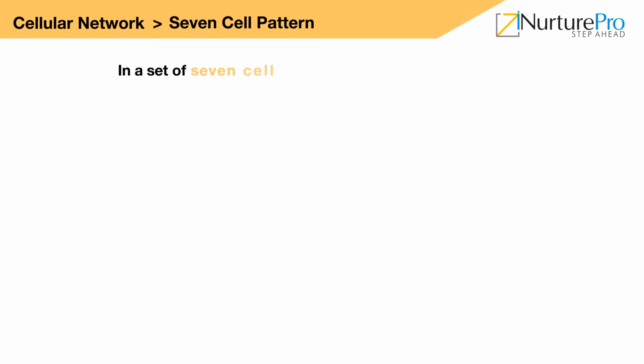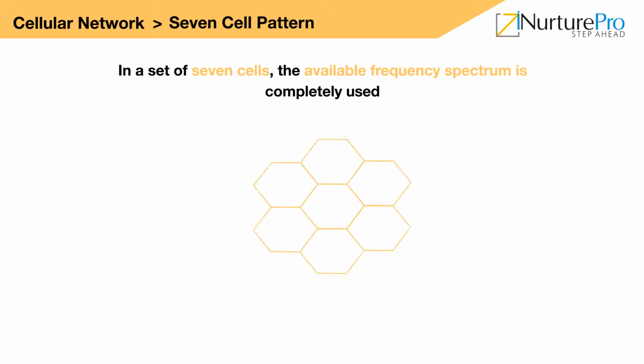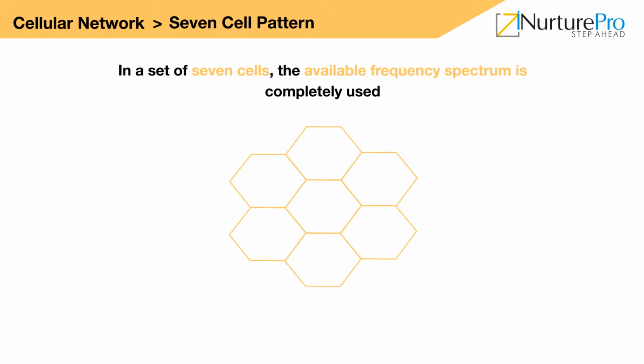In a set of 7 cells, the available frequency spectrum is completely used. The same frequency can be used by another set of 7 cells after a particular distance. In this manner, limited frequencies can be used to provide services for a large geographical area. Thus, a cellular network helps in providing effective use of scarce frequency resources.